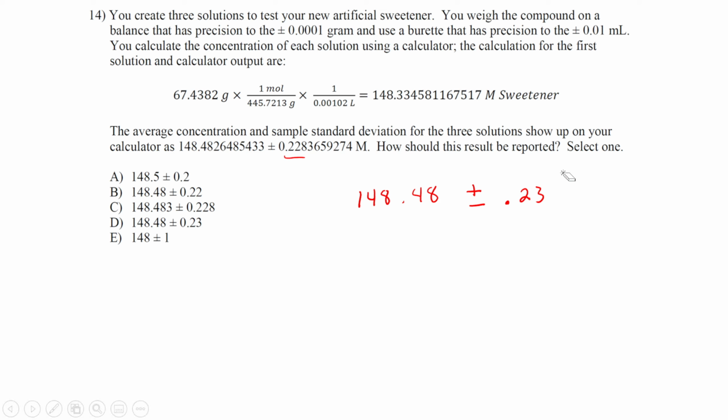So let's figure out my instrument error. 1, 2, 3, 4, 5, 6 sig figs. 1, 2, 3, 4, 5, 6, 7 sig figs, and 3 sig figs, which means this is my third sig fig. That is my uncertainty, which means my instrument error is plus or minus 1. So plus or minus 1 is way bigger than 0.23, which means we can't use this. So I have plus or minus 1, and then this 4 will not round, so it'll be 148 plus or minus 1. So the answer here is E.